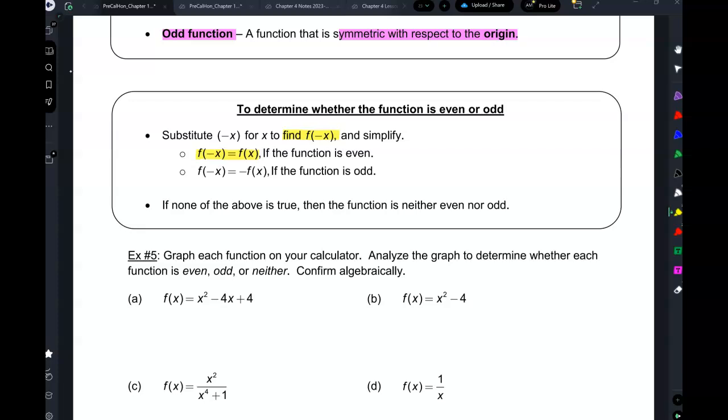So if f of negative x equals f of x, then the function is even. If f of negative x equals negative f of x, then the function is odd. Okay?